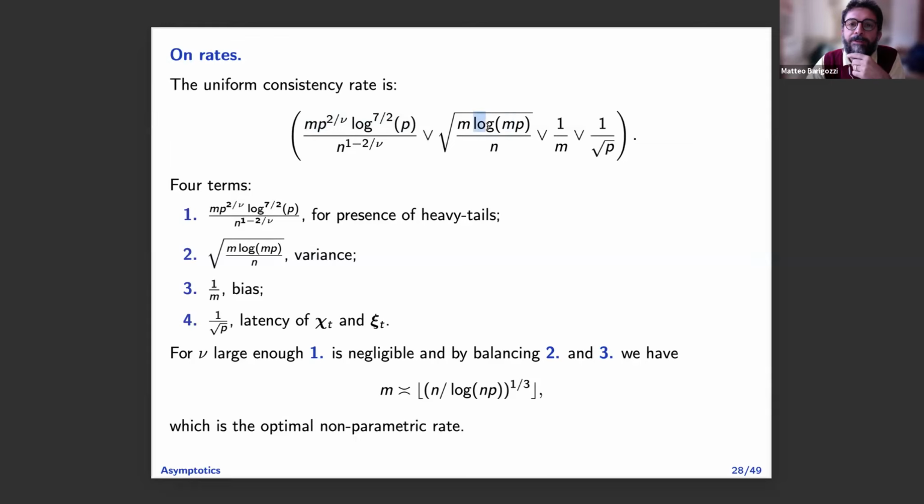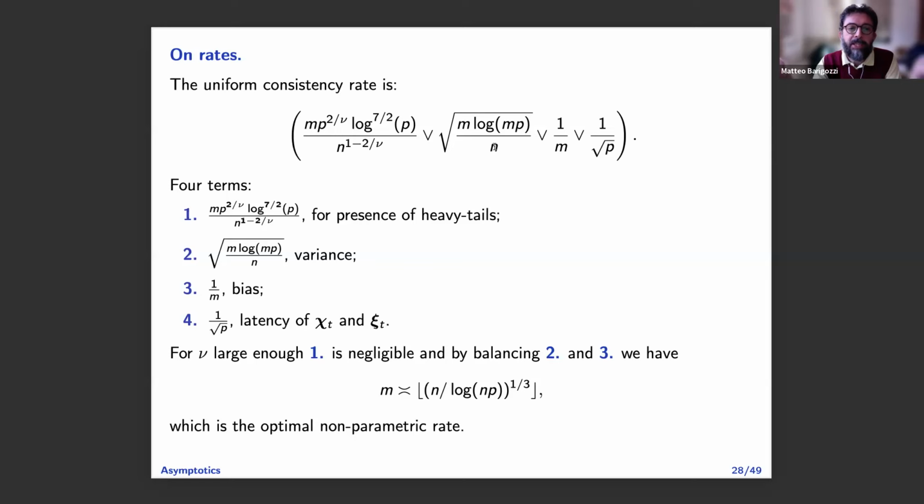The second one, if there were not the log, you will recognize what you have when you estimate the spectral density. That's the variance term. The log comes from the uniformity, because the max is inside the probability, but otherwise, root m over n is what you get when you estimate a spectral density matrix. It is the variance term. 1 over m is the bias.